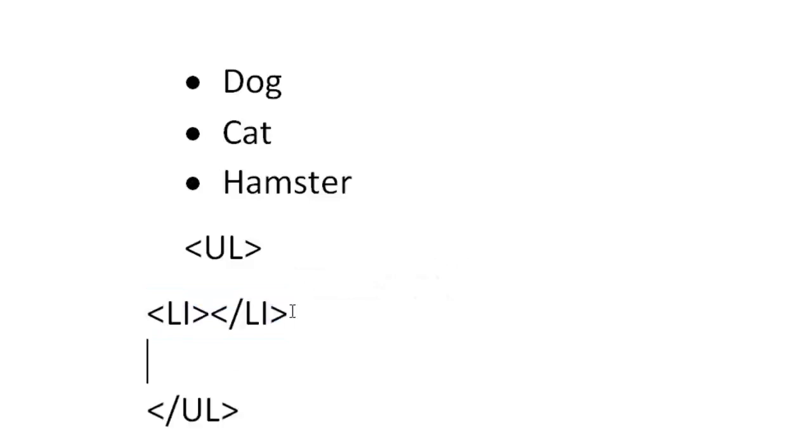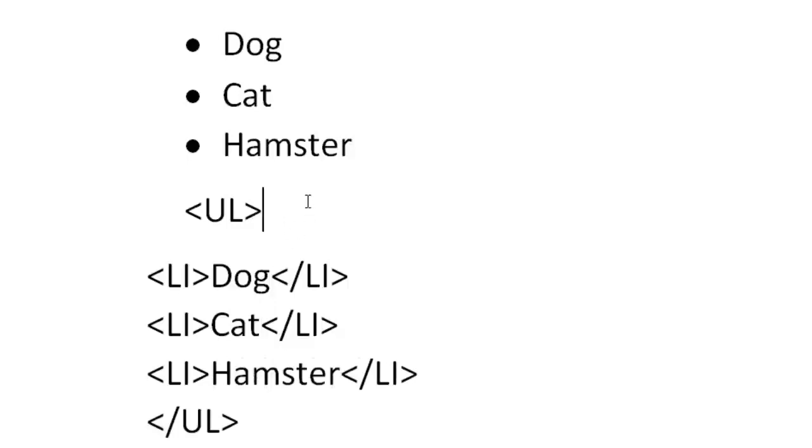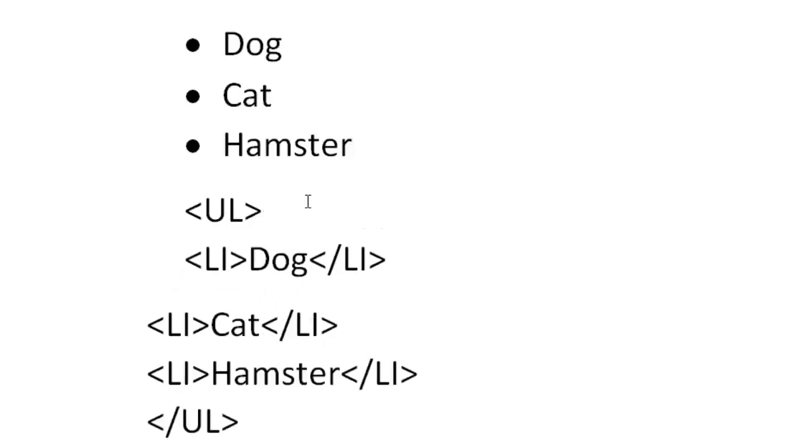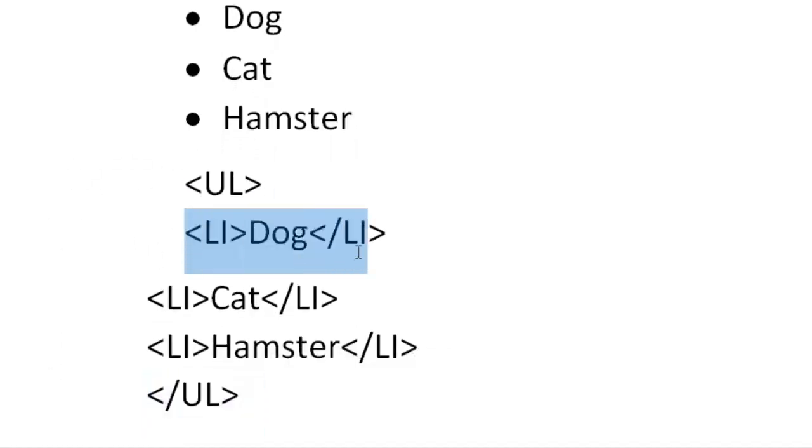So this is going to be dog, cat, and hamster. Pretty simple, right? So after you understand that concept, that you have the open tag here, the close tag here, and then the items that are surrounded by the LI tag. So LI dog /LI, LI cat, close the tag, LI hamster, and then close that tag.